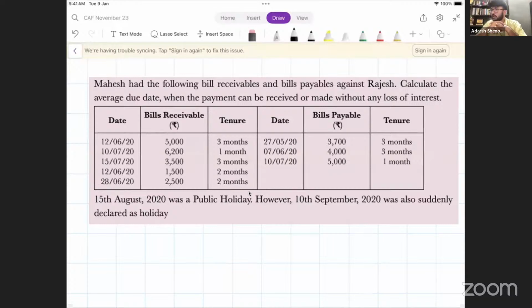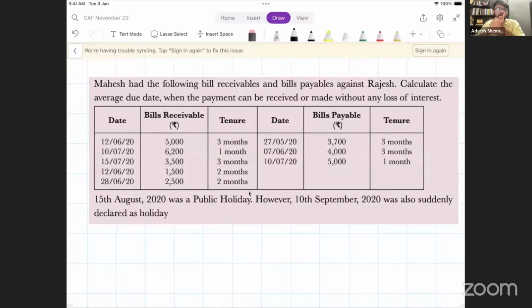Mahesh has the following bills receivable and bills payable against Rajesh. So this is a new concept. What is this concept about? I will just tell you, through the question itself, I will discuss it with you. Mahesh has the following bills receivable and bills payable against Rajesh. Calculate the average due date when the payment can be received or made without any loss of interest.